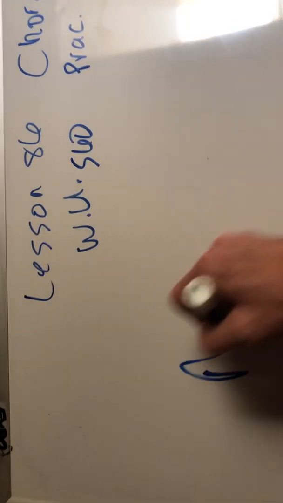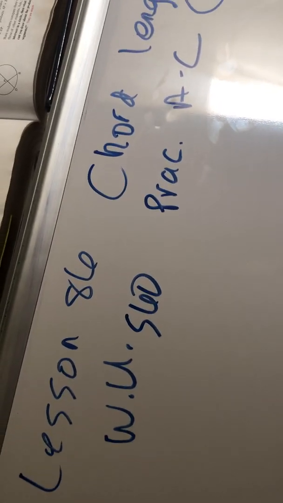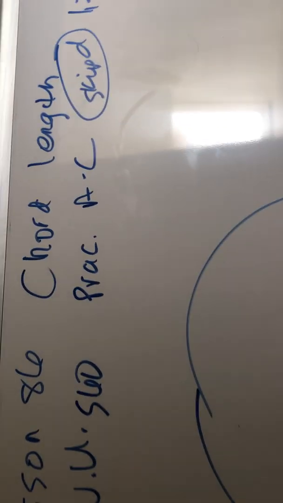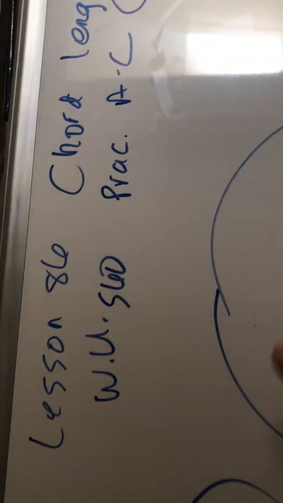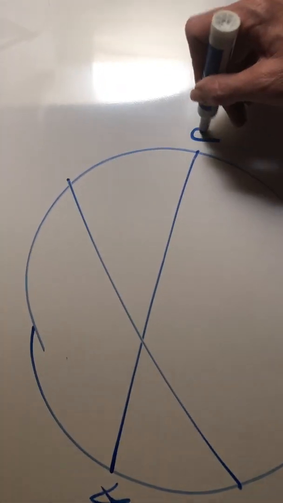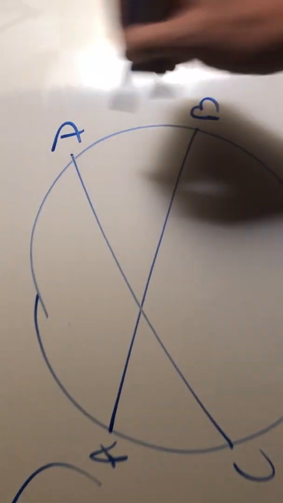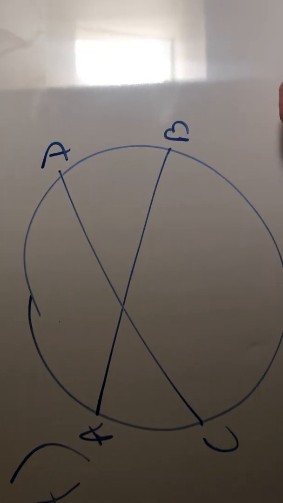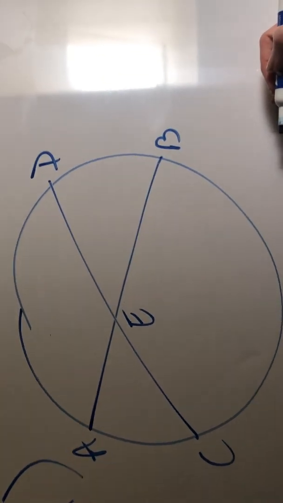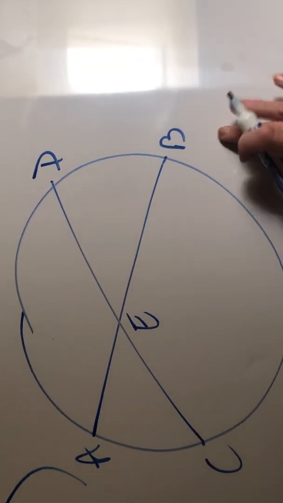Okay, so on A, we are given circle G. So here's circle G. Chords AB and CD. So this is AB and this is CD. There they go. They intersect at E. Okay, so that's the circle that we're using on A and B.